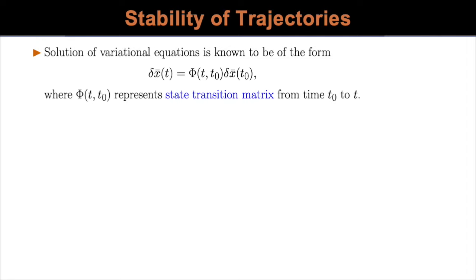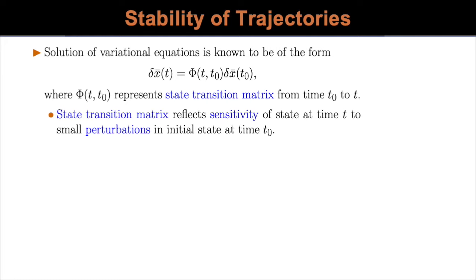Now, one nice way to write what the result is of these variations is to use what's called the state transition matrix. So we can write the perturbation at a time t as this object phi. It's a 6x6 matrix multiplying the initial perturbation. So the state transition matrix reflects the sensitivity of the state at the final time to perturbations of the state at the initial time.